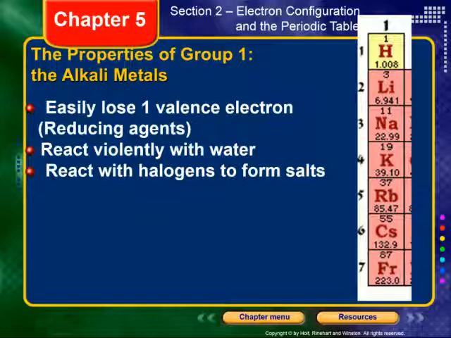Also, these elements react violently with water, and they react with the halogens to form salts. Now, salt, not like the salt that you put on your food. I mean, that is a salt, but that's table salt. It's a specific type of salt. There are several types of salt. Salts just refer to anything that's ionically bonded, anything that bonds something from the left side of the periodic table to something on the right side of the periodic table. That's considered a salt.